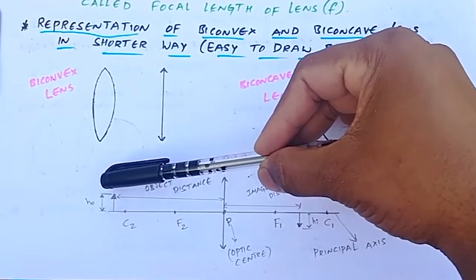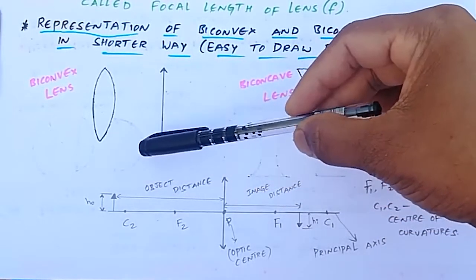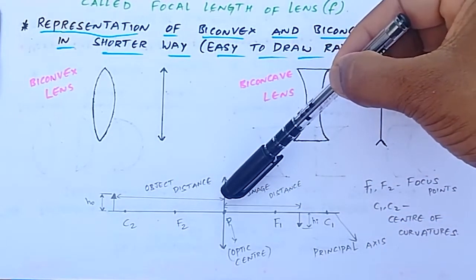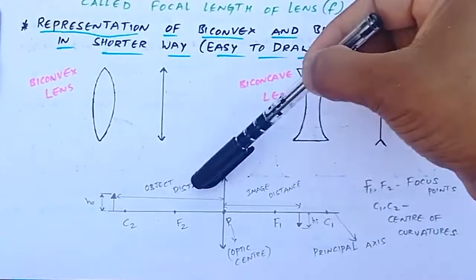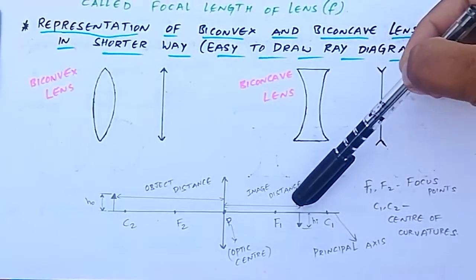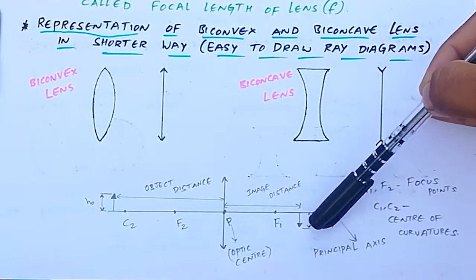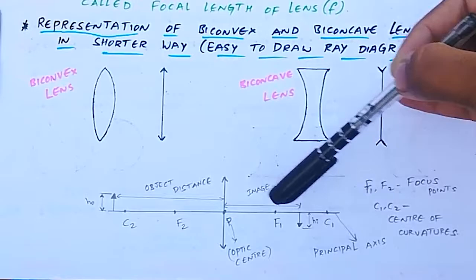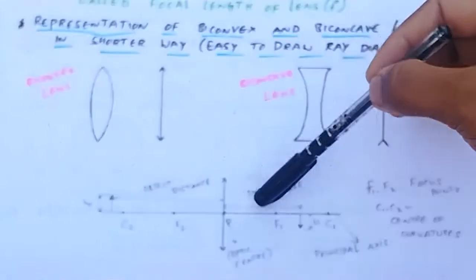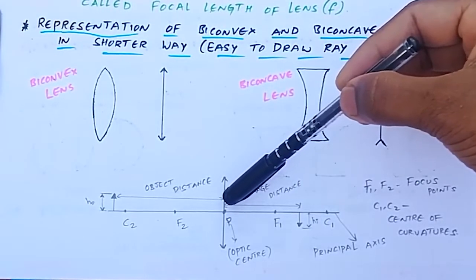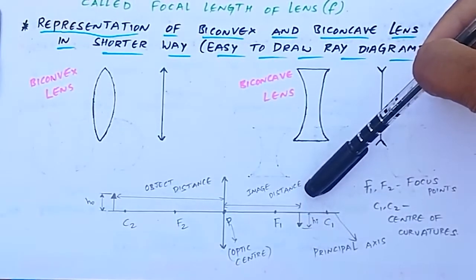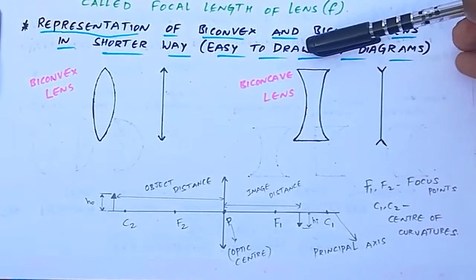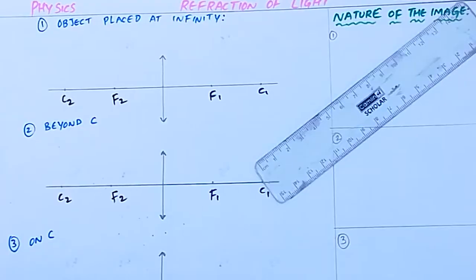If this is the object, this length is nothing but object height, and the distance measured from the optic center to the object is nothing but object distance. In the same way, this is the image, so image size is represented with hi, and this one is ho. The distance measured from the optic center to the image is nothing but image distance. Okay, so now we will start doing the diagrams.